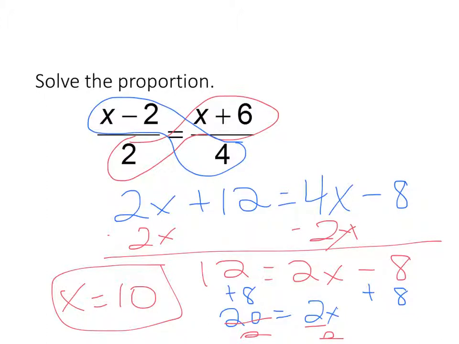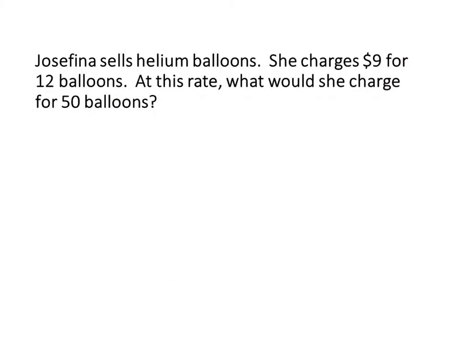So you can solve many problems that involve equal ratios and rates by using proportions. It's how we're working it out. It's cross multiply, divide. Looking at the word problems, you need to focus on what the words say first. So we're going to write our proportion talking about words first. This question says, Josephine sells helium balloons. She charges $9 for 12 balloons. At this rate, what would she charge for 50 balloons?